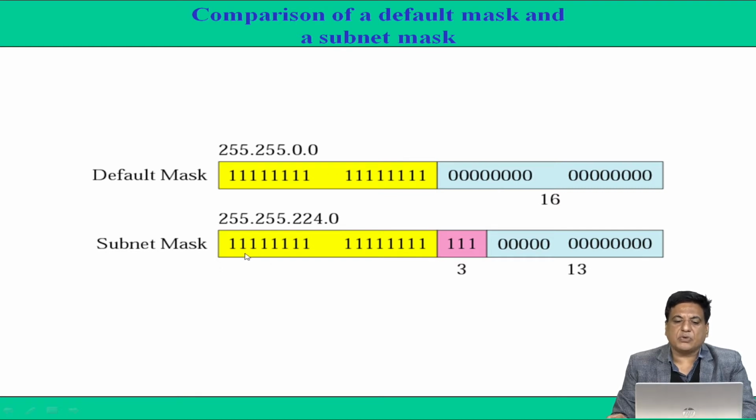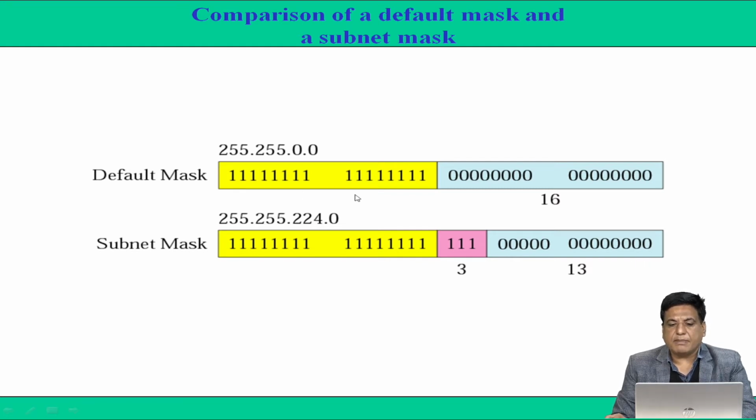Here again we are assuming that we have a class B IP address and our subnet mask is 255.255.224.0, which comprises more ones. So, it comprises 3 more bits assigned to the subnet mask. 3 more bits means 2 to the power 3, which is 8. Here we have 8 subnets and each subnet has 2 to the power of 13 addresses.